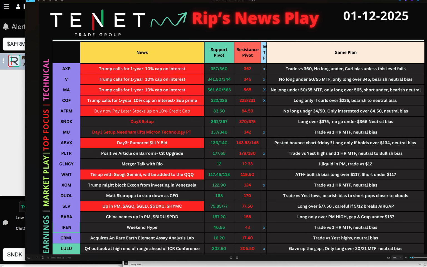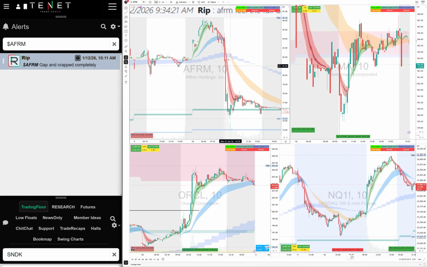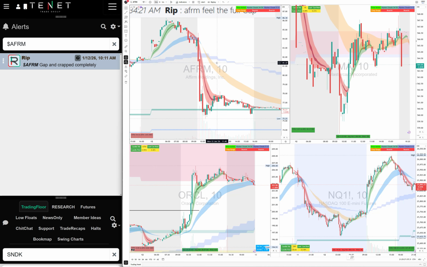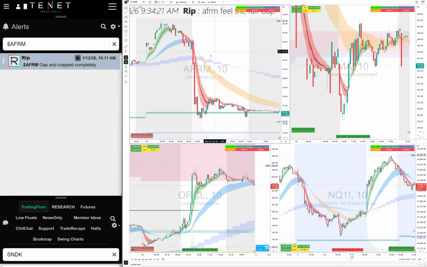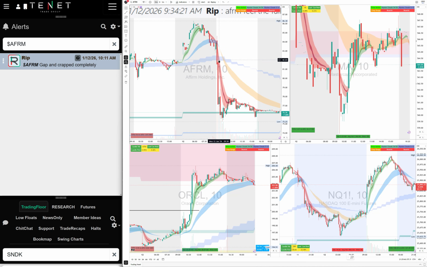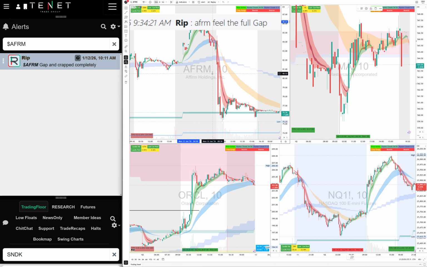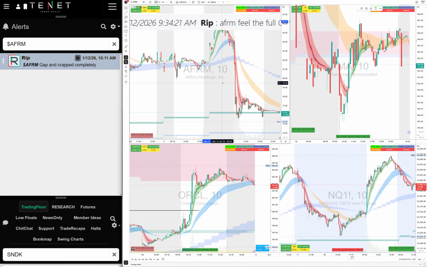The funny thing was, it was gapping up, and I told the traders do not long under 84.50. Only interested if 84.50 holds, that level. So when this breaks, right away I know it's a gap and crap. My traders are already short because I told them no interest in long. So they're already short right here. And I told them we're going to do the full gap fill, and we filled the full gap fill.